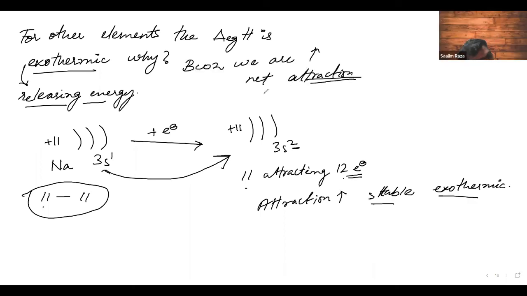If you go a bit further, you will realize that we are also increasing the repulsion. How are we increasing the repulsion? See, we had one electron. If I make a box here, this one electron was completely free in its room. Now it has to share its room with another, so there will be repulsion.